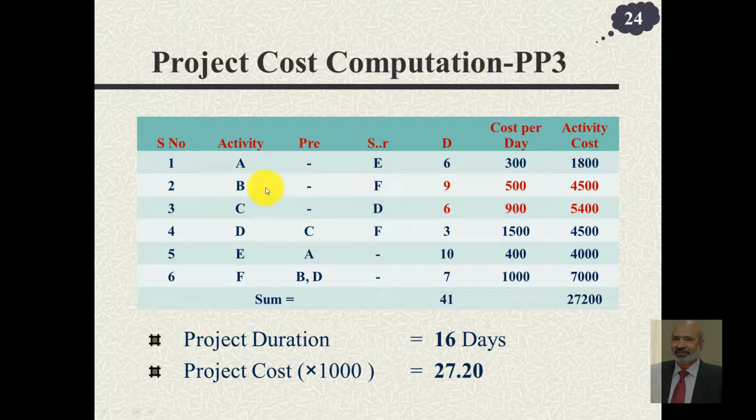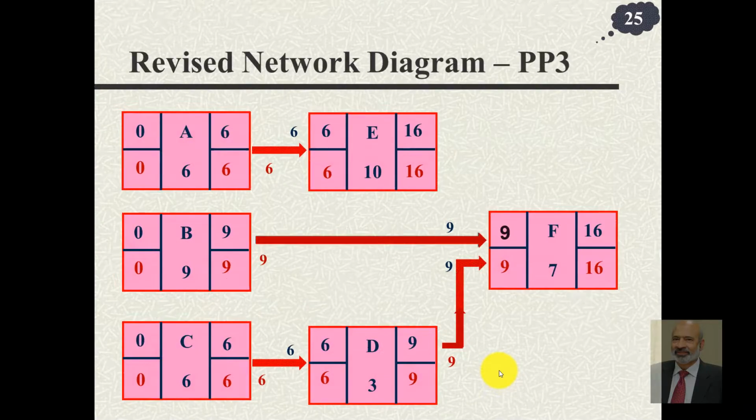So we target B and C, reduce their times, put up new costs per day, find the new total cost, and the overall project duration now is 16 days and the project cost is 27,200. What next? After we have done this, notice that our project duration is now 16 days. All the activities are now on critical path.